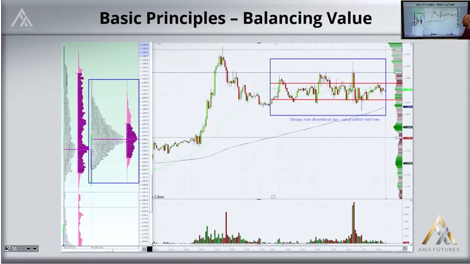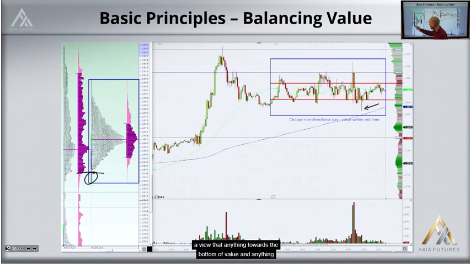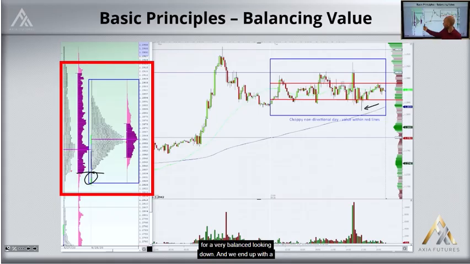As a result, the market needs to work out where value is. We end up in a situation where we stay entirely within value, bar one small dip below 37, that is this little tail just here. Apart from that, everything stays pretty much entirely within the previous day's value and establishes a very, very tight value area between these two red lines. So what you can expect and what you can be looking for on a day like this is you can go into it with a view that anything towards the bottom of value and anything towards the top of value, if it presents you with a reversal opportunity, is going to be a prime chance to start to play for a very balanced looking day.